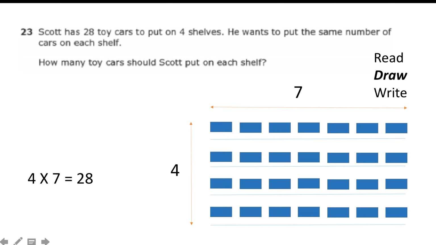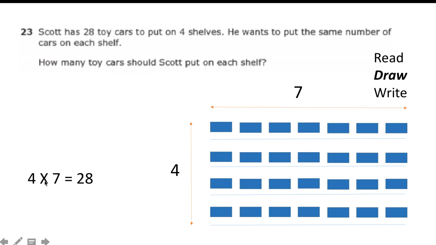So we're still on our draw. We have drawn our array, we labeled the rows and the columns, and we created this multiplication fact that we know that came from this drawing. But that's not quite what our answer is. Our answer is not 28 because the question's asking us how many toy cars should Scott put on each shelf.